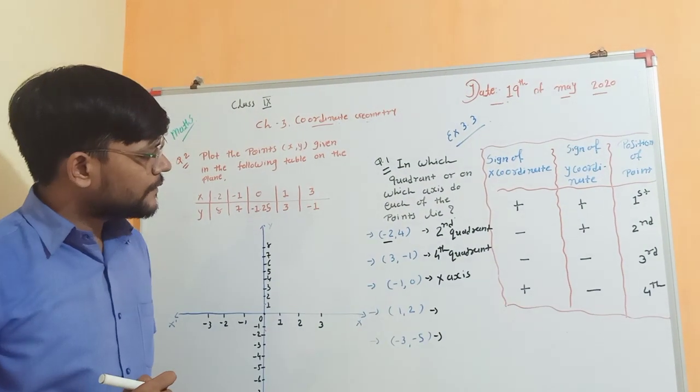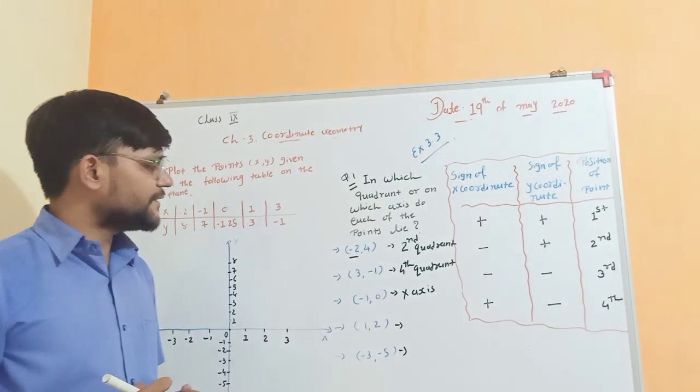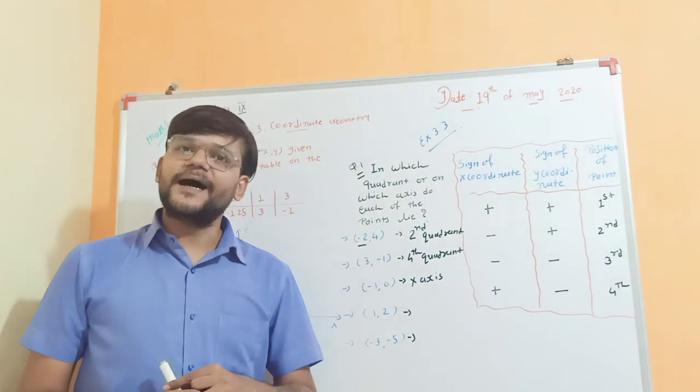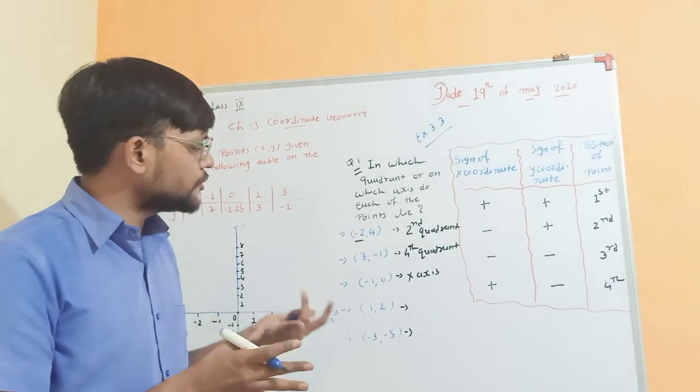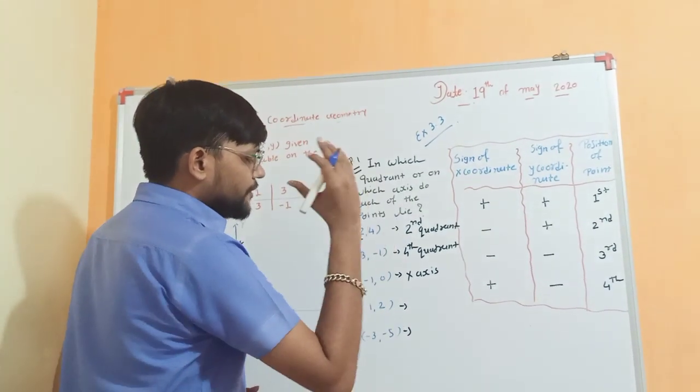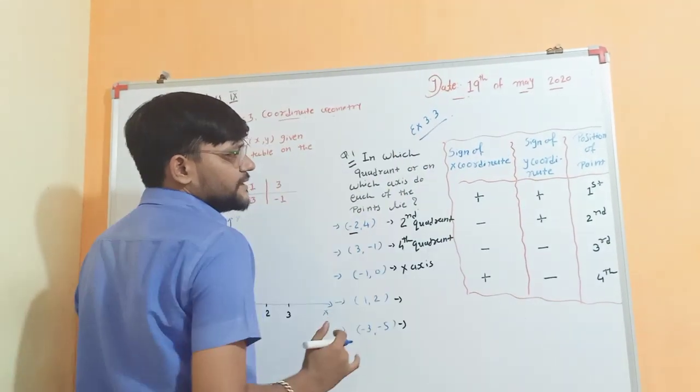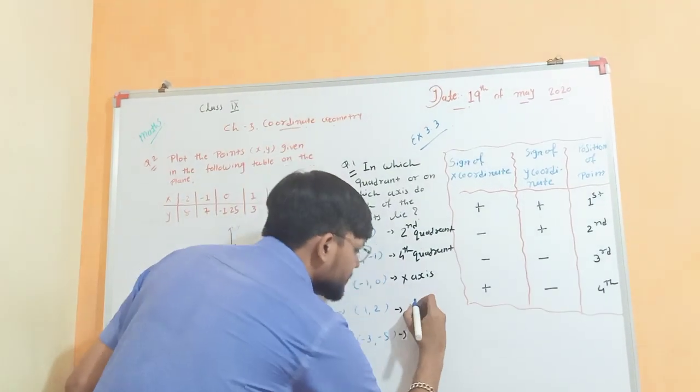right? The next point, 1 and 2 are the coordinates, and both coordinates are positive. That means the sign of both coordinates is positive. So if the sign of both coordinates is positive, it must lie in the first quadrant.